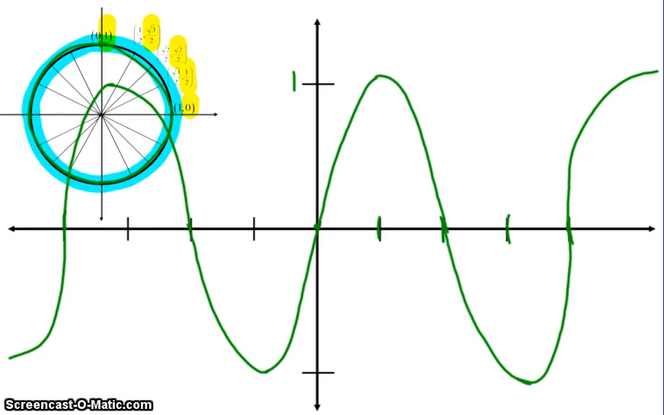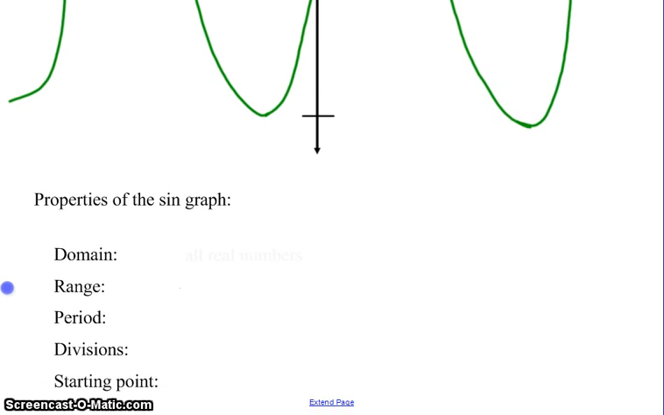Now there are some properties that go along with the sine that we should all know. First property is that the domain of the sine is all real numbers. We can take the sine of any angle as we go around the circle. Remember that the highest it can go is +1 and the lowest it can go is -1. So the range of the sine is -1 is less than or equal to y, which is less than or equal to +1. How long does it take to complete one revolution?